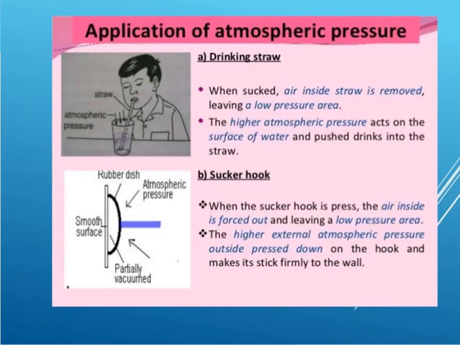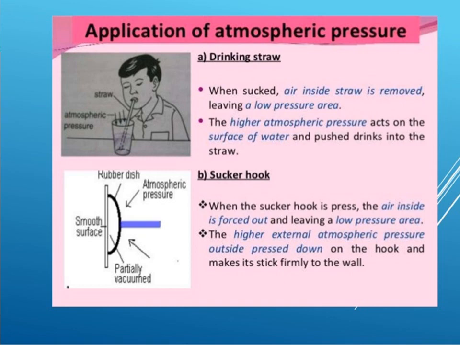Now we are going to discuss applications of atmospheric pressure. And the first application is the drinking straw. When sucked, air inside the straw is removed, leaving a low pressure area. The higher atmospheric pressure acts on the surface of water. If you look at the picture, these arrows represent the atmospheric pressure which acts on the surface of water. And due to this atmospheric pressure, the drink is pushed into the straw.